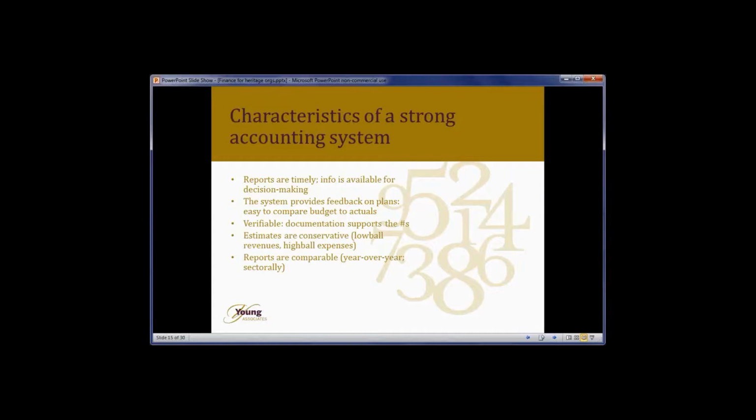Really, the point behind an accounting system is that it works for you, that it yields the reports that you need when you need them. So, a couple of specifics in this line. You should have timely reports.